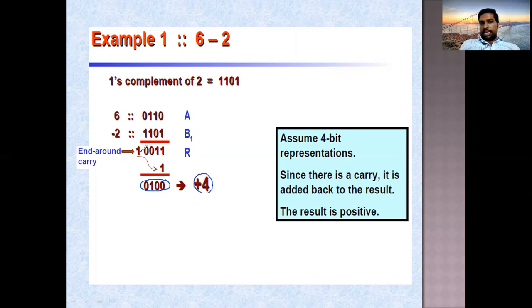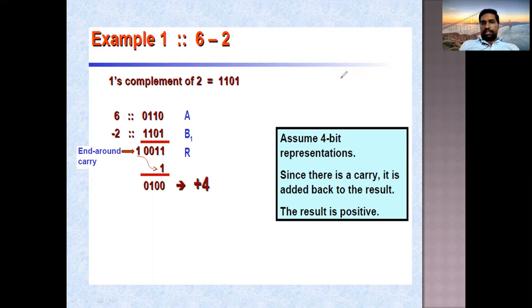Already I said that if carry is there, the result will be positive. So plus 4. See, verify: 6 minus 2, what is the answer in general? Positive 4 only, you will get, right? You will get the answer as plus 4. So verified. You should write this: since there is a carry, add the carry to the result. The result is positive. Write the steps.